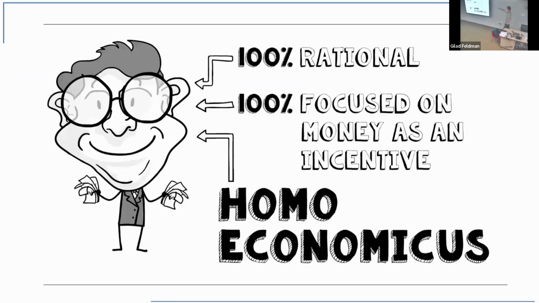So this is the Homo economicus. This person has been existing for a very long time, since the beginning of economics. And I don't know why, but he has glasses and he holds a lot of money in his hand, a very big brain, supposedly 100% rational, focused on money as an incentive. And what he cares about is optimizing as much as possible the amount of money that he has.